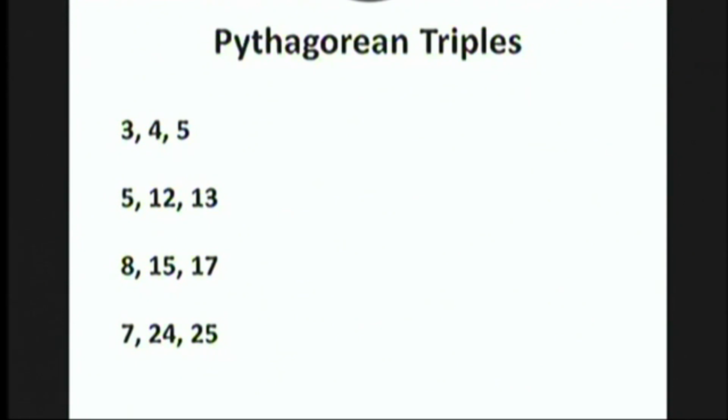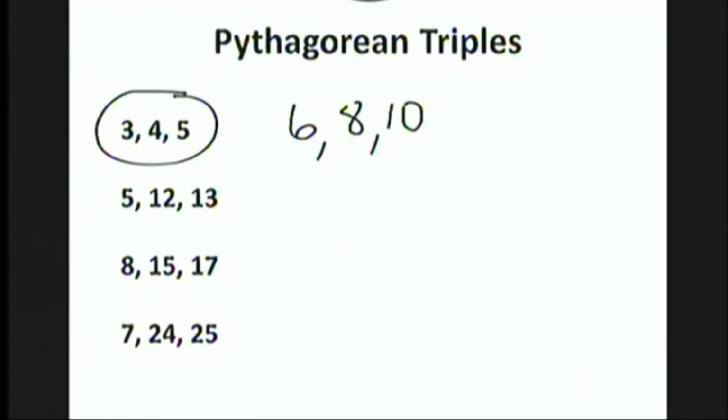It's also worth mentioning that any multiple of a Pythagorean triple is also a Pythagorean triple. For example, if we look at the Pythagorean triple 3, 4, 5, we can multiply each of those numbers by 2 to generate a new Pythagorean triple. 3 times 2 is 6, 4 times 2 is 8, and 5 times 2 is 10. So 6, 8, 10 is also a Pythagorean triple. We could do this with any Pythagorean triple and any number that we choose to multiply all three of those numbers by simultaneously.